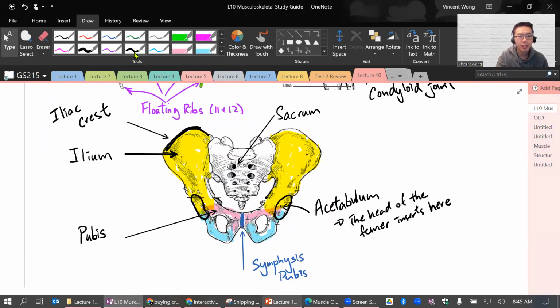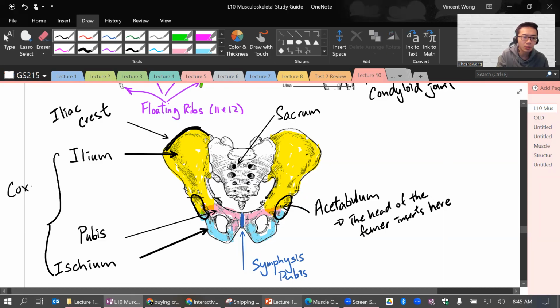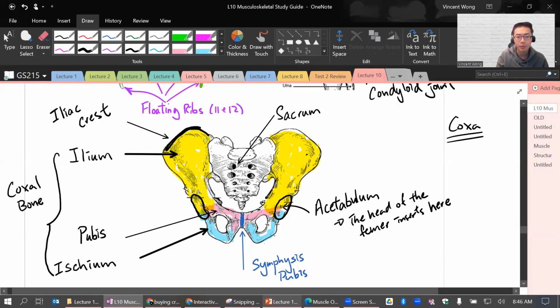Okay, what else do we have? Another one here, the blue one. That would be the ischium. Right. So together, ilium, pubis, and ischium, it makes up the coxal bone. So you have two of them, coxal bone. Sometimes they're called coxa. So many different ways to call them. Doesn't really matter. You can use either one. Okay, coxal bone. And what are you sitting on right now? You are sitting on the ischial tuberosity, which is this brown part here.